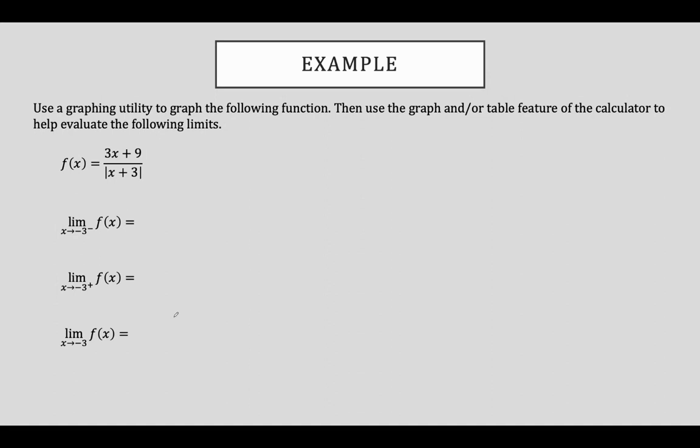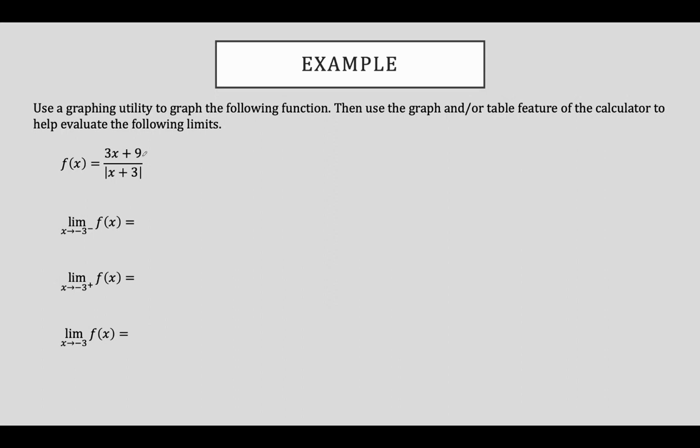All right, use your graphing utility to graph the following function, then use the graph and/or table feature of the calculator to help evaluate the following limit. Here we have our function, f of x is equal to (3x + 9) divided by the absolute value of x + 3. Okay, so we can get our fraction bar again, or just simply use parentheses.